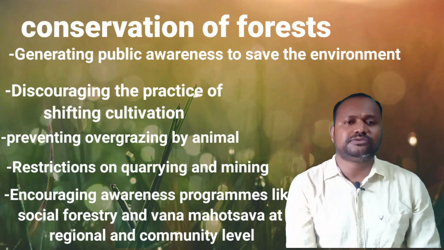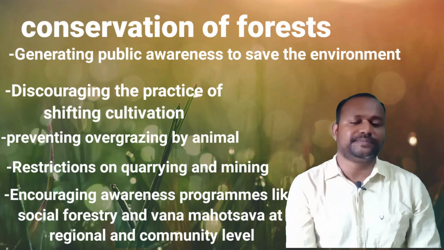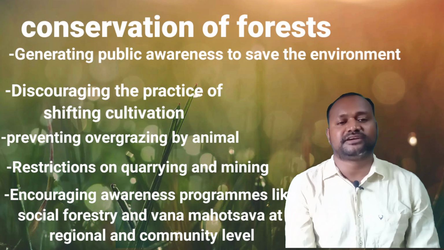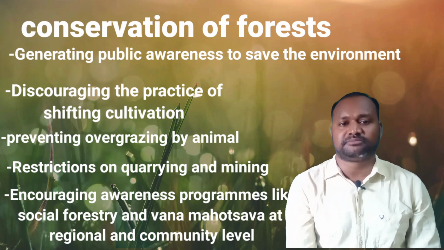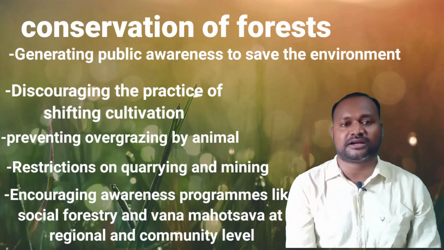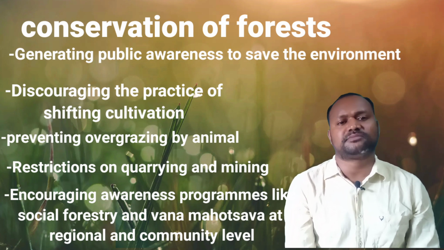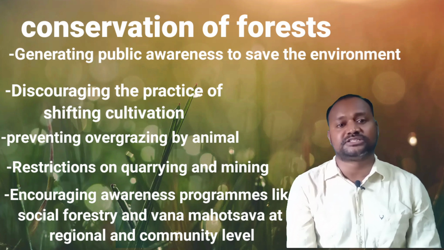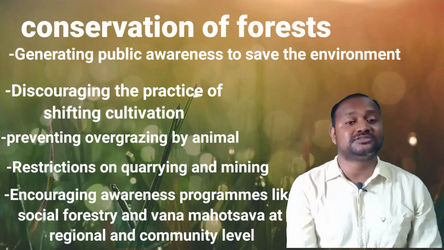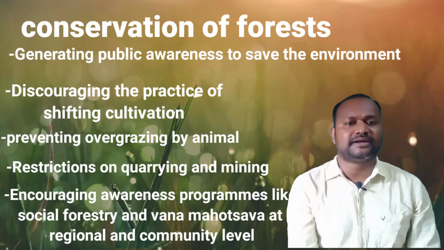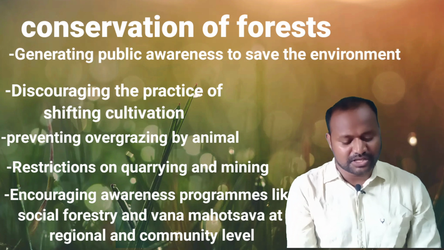Then we should ban shifting agriculture. Shifting agriculture, as we know, is mostly practiced by tribal people, in which they cut a part of the forest, grow crops, and after that shift to another part of the forest. In such cases, sometimes deforestation occurs, sometimes forest fire occurs, and sometimes it leads to soil erosion and landslides also. That's why shifting agriculture should be banned, and it is already banned in India.